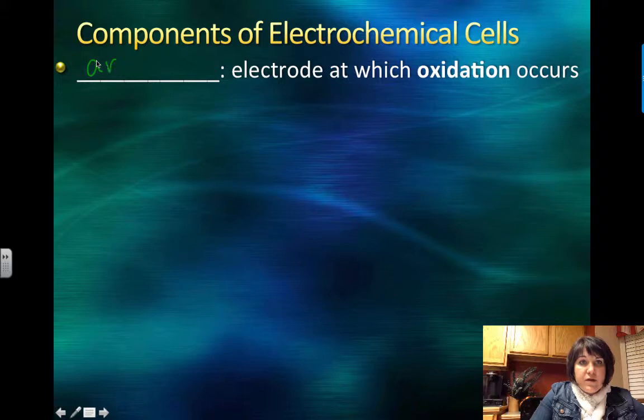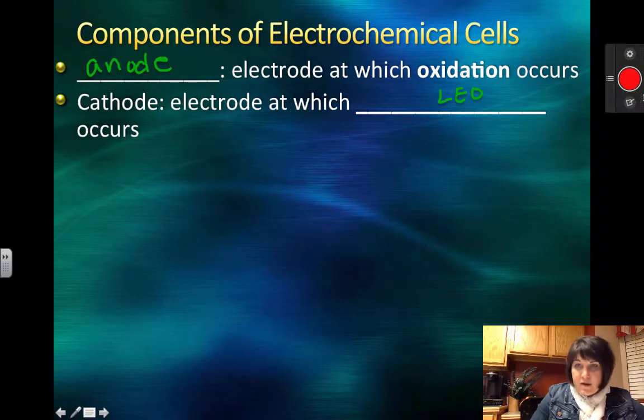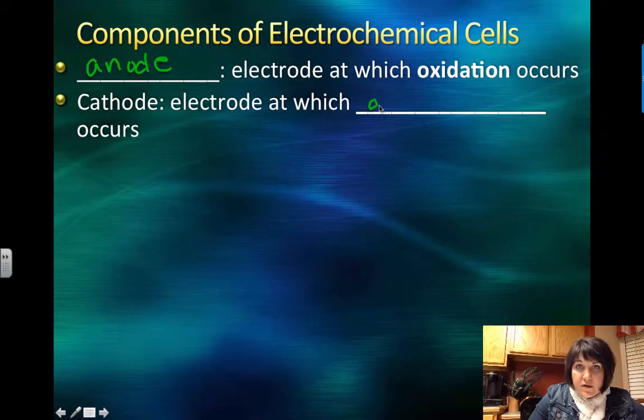The anode is the electrode at which oxidation, or the loss of electrons, occurs. The cathode is the electrode at which the gain of electrons occurs. So that's called reduction. Right? Gain of electrons is reduction.